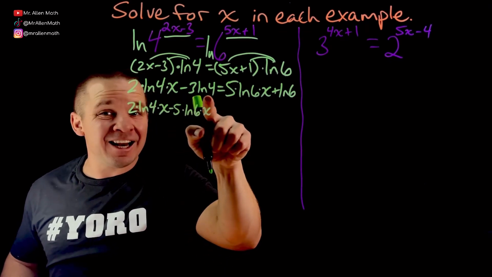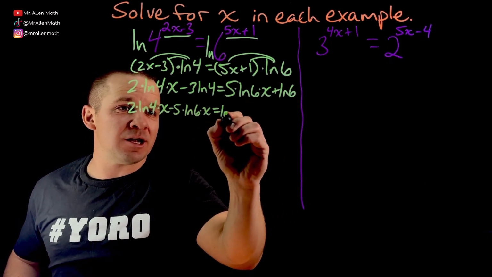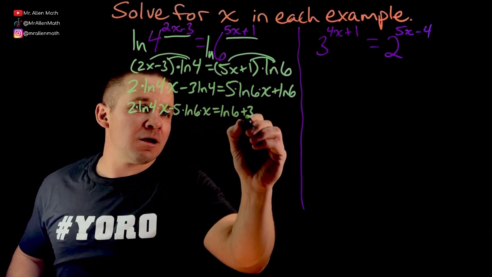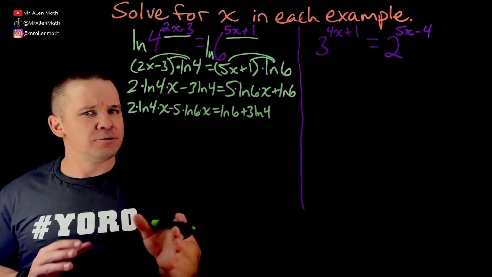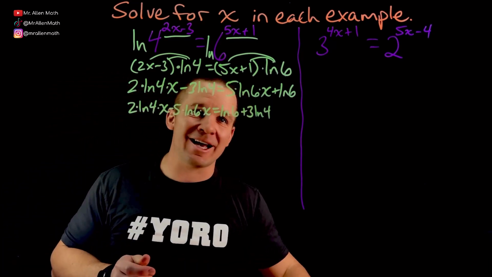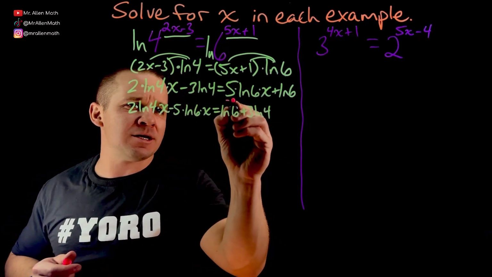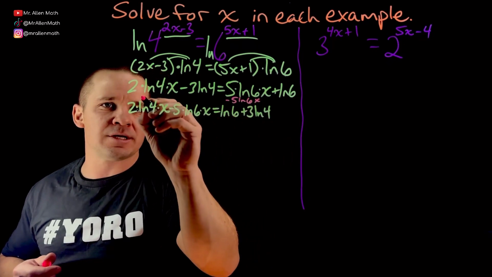Then I'm going to add this to both sides, but we're going to have our natural log of 6 still here. Then I'm going to add the 3 natural log of 4. There we go. Still looks terrible, yes? Still looks absolutely terrible. And just in case you missed any of those steps, for proper algebra, really I should have minus 5 natural log of 6x on both sides.